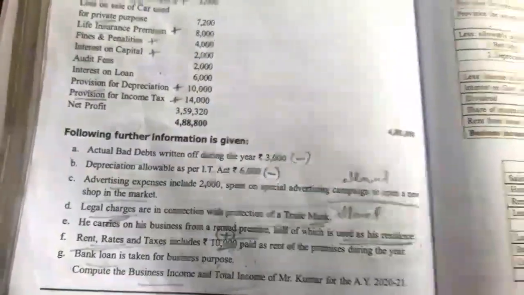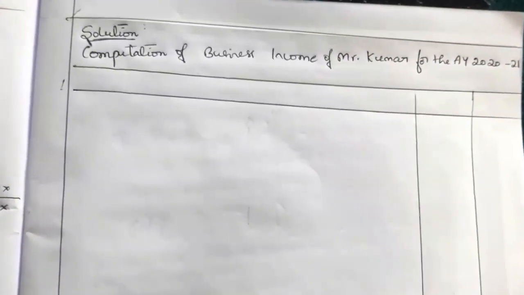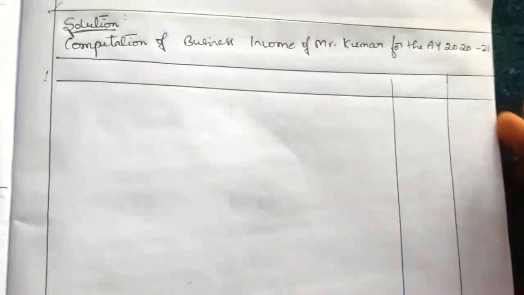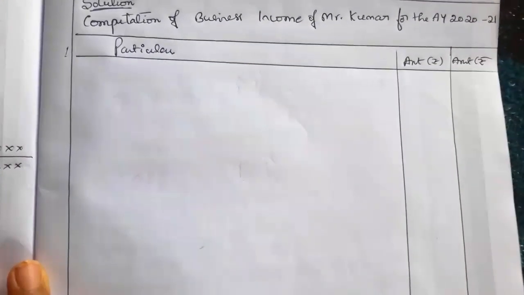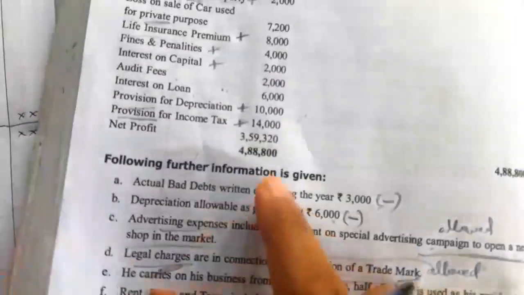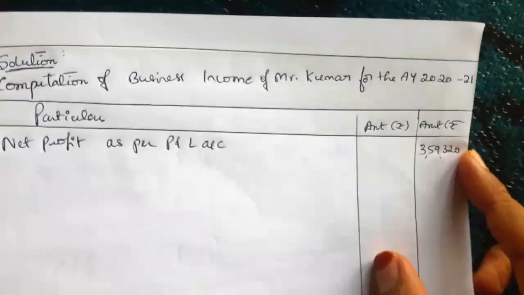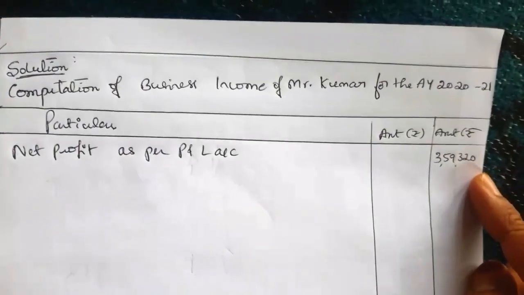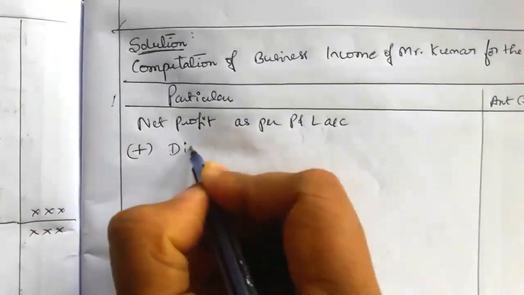For the solution, write the heading: computation of business income of Mr. Kumar for the assessment year 2020-21, with particulars and amount columns. As per the format, we first take the net profit as per the profit and loss account, which is 3,59,320. So the net profit as per the profit and loss account, 3,59,320, should be written in the second amount column. Next we have to add the disallowed expenses.